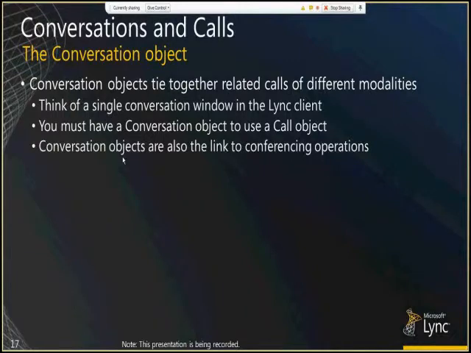And those two calls are actually tied together by Lync using a conversation ID. So that single cohesive multimodality session is represented in UCMA by a conversation object. And so you need to create that first, so that if you then add another call to the one that you've created, they'll be tied together in UCMA. Conversation objects are also your link to conferencing operations. So if you need to get the remote participants on a call, on a conference, or if you need to join a conference, you do that through properties on the conversation object.